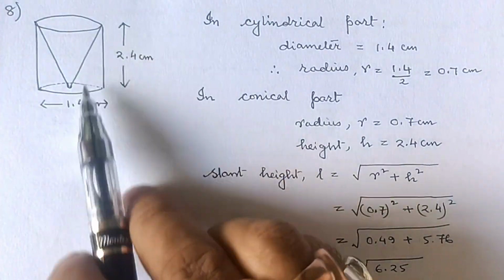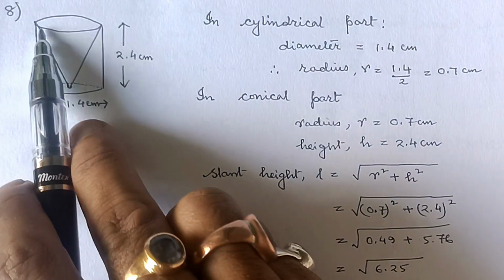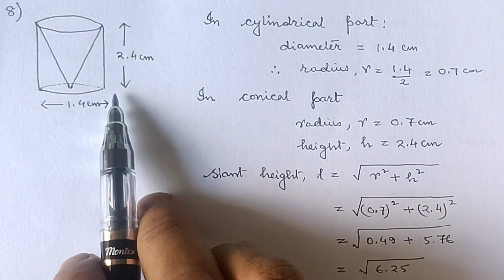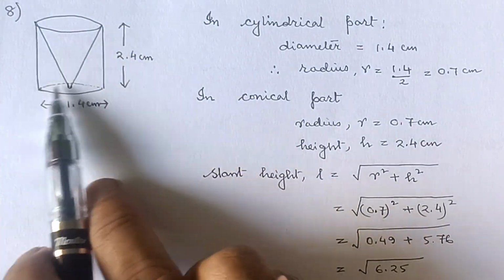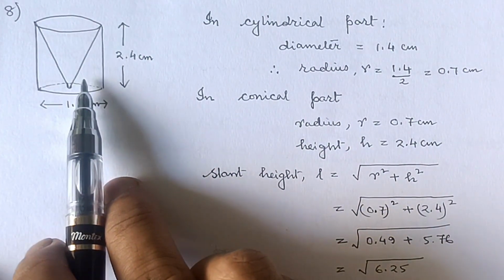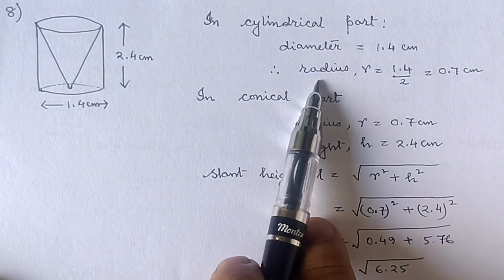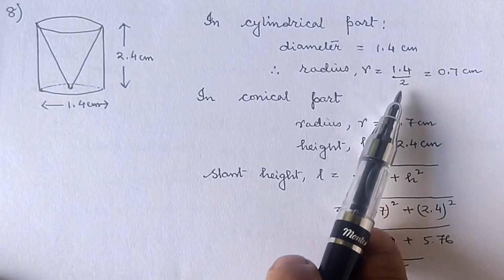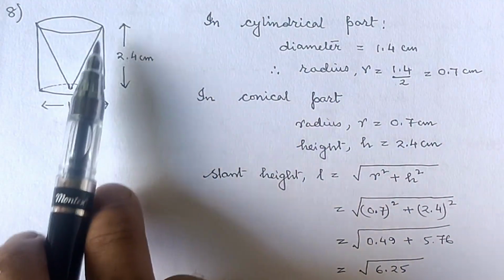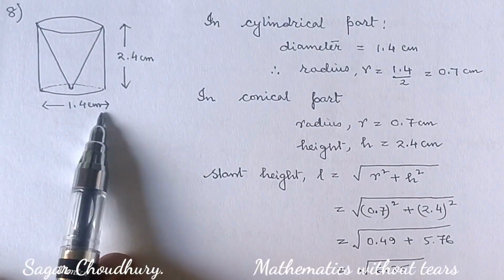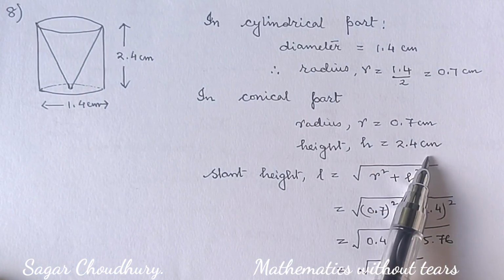Now as given, from a solid cylinder of height 2.4 cm and diameter 1.4 cm, a conical cavity of the same height and the same diameter is hollowed out. So we have removed this part. Find the total surface area of the remaining solid. We have to find in nearest centimeter square. So in case of cylindrical part, diameter is 1.4 cm, so radius will be half of it. Half means 1.4 by 2, that will give 0.7 cm. In case of conical part, radius will be same as the radius of the cylinder, which is 0.7 cm. Height will be same, 2.4 cm.